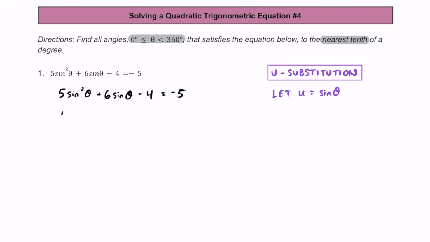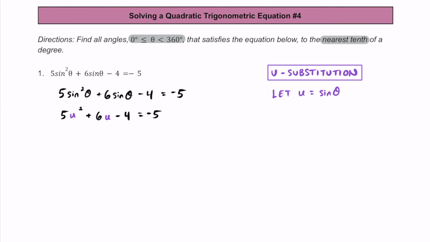So making that substitution, we're going to say 5 times u squared here. Again, sine squared of theta is just sine of theta times sine of theta, so that's going to be u squared. Plus we're going to have 6 multiplied by sine of theta, which is just u. And then we can take away 4 and say that's equal to -5. Okay, so that looks a little bit less scary now.